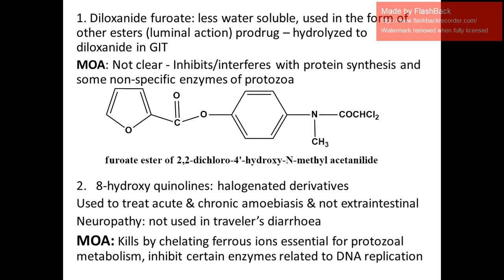Okay, mechanism of action: it kills by chelating the ferrous ions which are essential for protozoal metabolism. Now in the amoeba, we saw that there are red cells. That red cells in the amoeba have the ferrous ions. So this particular 8-hydroxyquinoline drug is going to bind to the ferrous ion, and it is going to inhibit the functions of the red blood cells. So they will inhibit certain enzymes related to DNA replication.